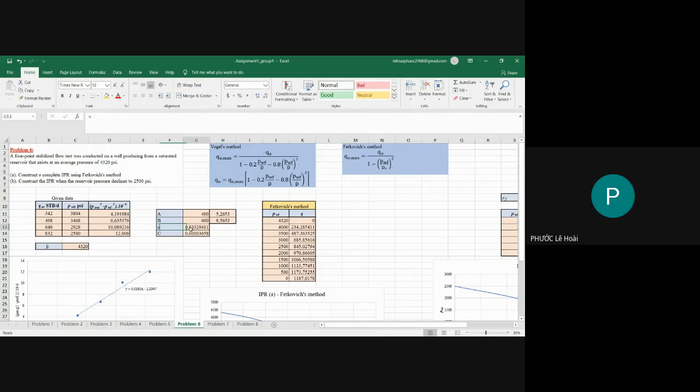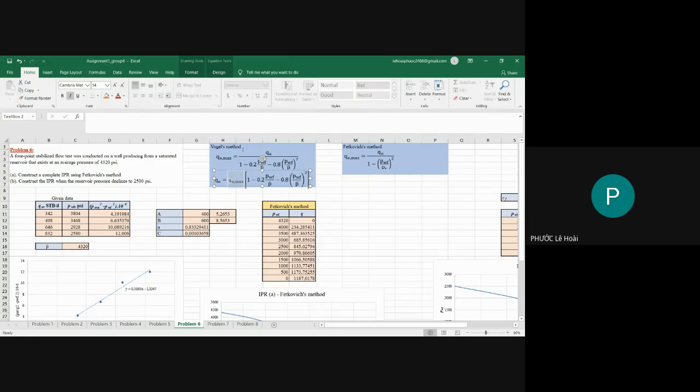And for n, we take the logarithm of point B over point A, and we divide it by the logarithm of these two numbers. For C, we will use the flow rate and divide by the number from here. After calculating, we will have C.